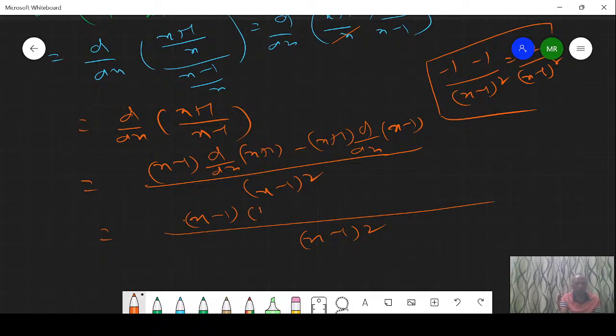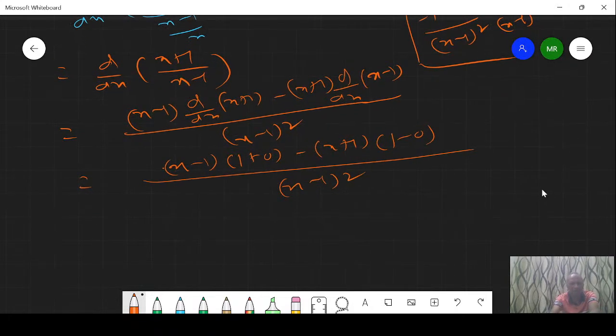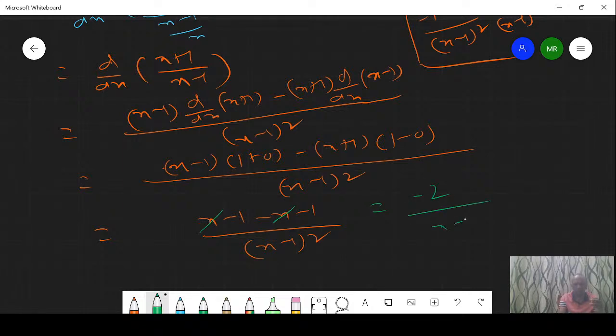(x minus 1) into derivative of (x plus 1), which will be 1 plus 0, minus (x plus 1) into derivative of (x minus 1), 1 minus 0. Then if we simplify this, you will get (x minus 1) minus (x plus 1) by (x minus 1) whole square. Now here this plus x minus x will get cancelled, result will be minus 2 by (x minus 1) whole square. That is the required answer, right? Minus 2 by (x minus 1) whole square.